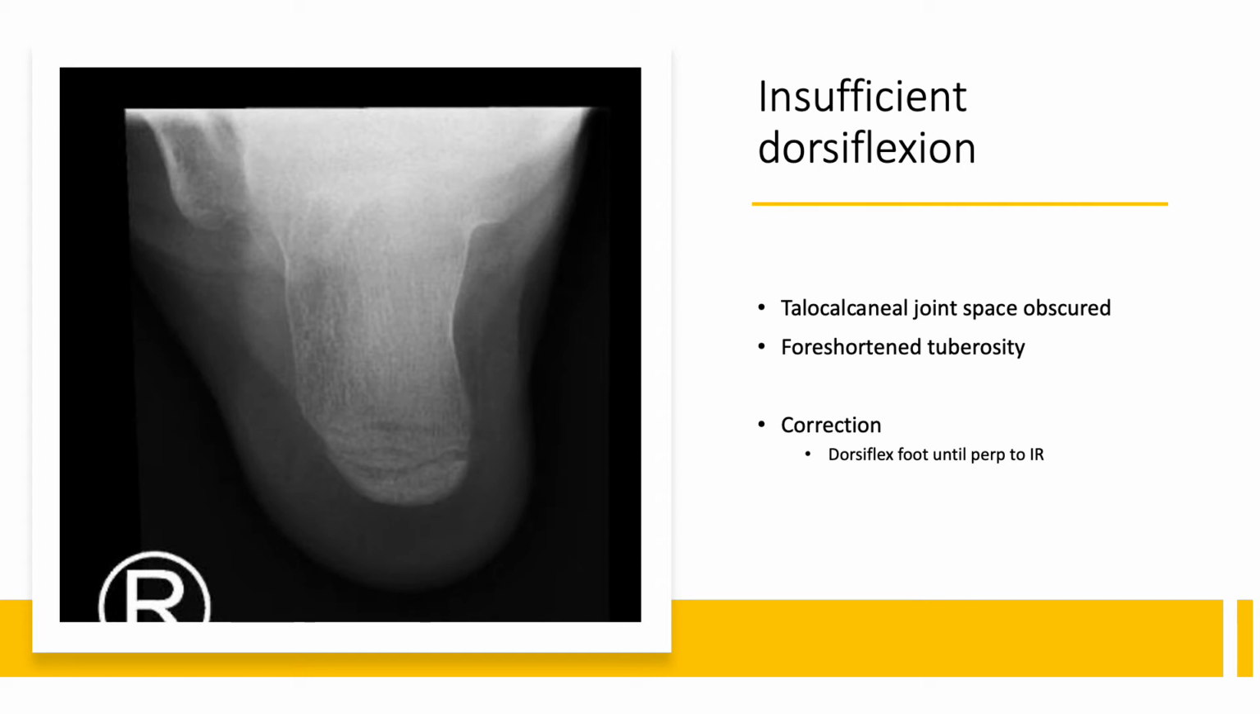the image receptor. On the other hand, when the foot is excessively dorsiflexed, the joint space is closed, but the tuberosity will then be elongated. Also, to correct this issue, the foot should be dorsiflexed until perpendicular to the image receptor.